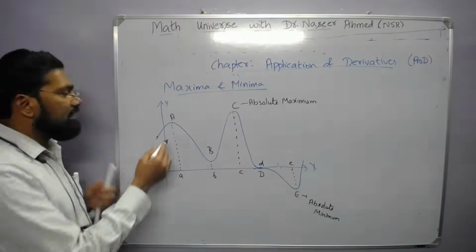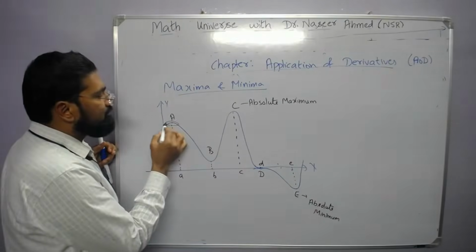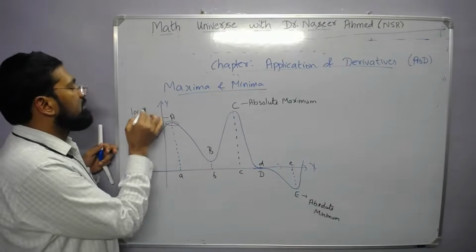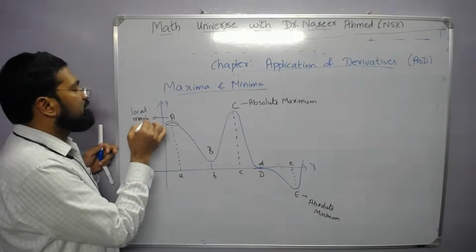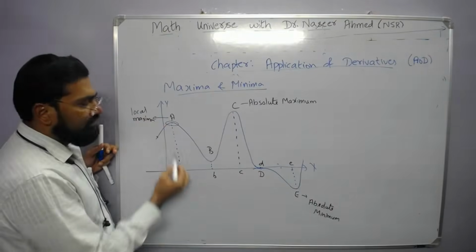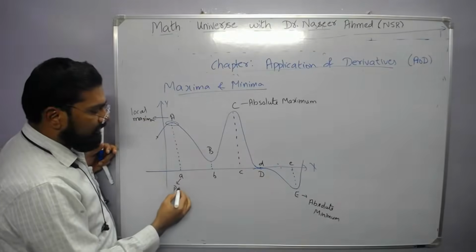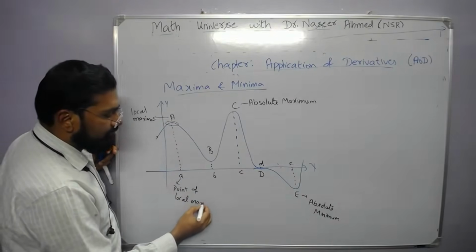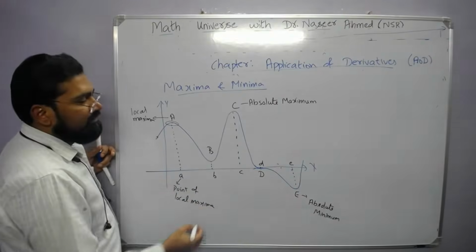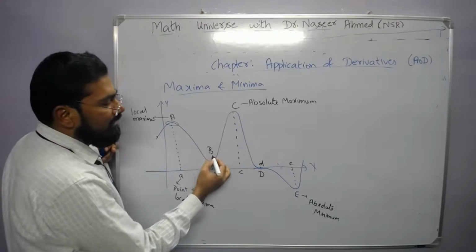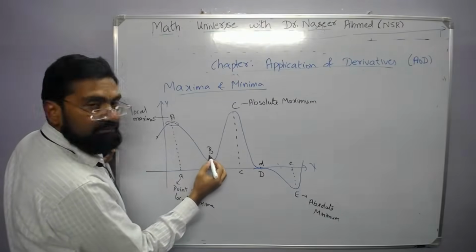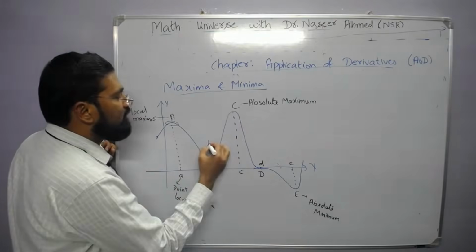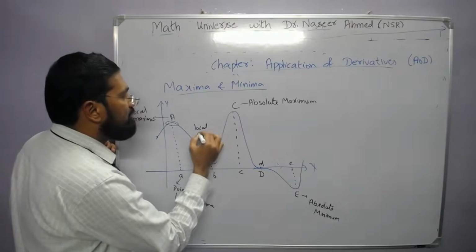But if you see carefully here, in this neighborhood, A is largest of all. This we call local maxima. Local maxima. And the point A, which is giving us the local maxima, is known as the point of local maxima. Okay. Similarly, if you see B, in this neighborhood, B is the least value locally. The entire least value is E. So this is local minima.